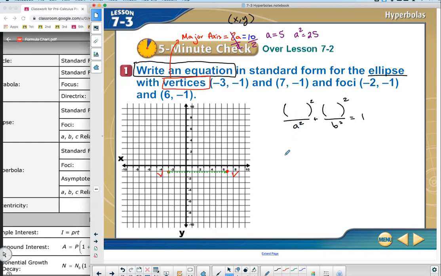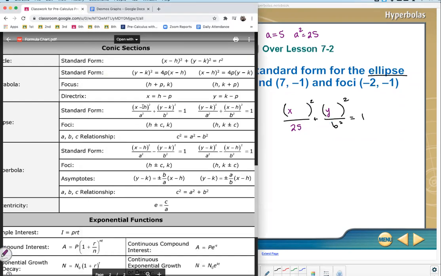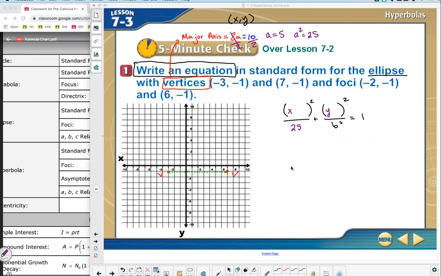25. So I'm going to replace this a squared with 25. And that also tells me another piece of information. Since this is the major, the vertices, and it's going left and right, this value here, the a, is going to go underneath the x, which means this goes underneath the y. The letters that are with them, if you notice, is minus h and minus k. So I'll put here minus h, minus k.